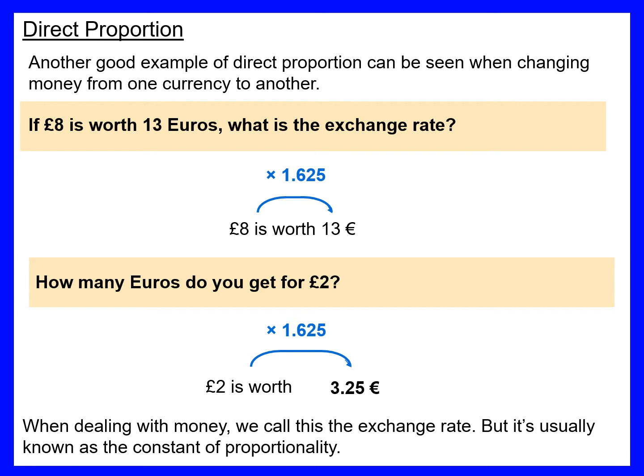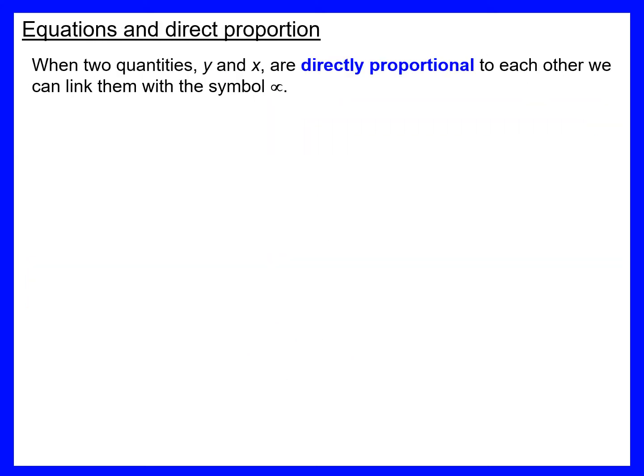Okay. So we're going to learn a few new mathematical symbols and some new equations. When we've got two quantities, y and x, that are directly proportional to each other, we link them with the symbol for proportionality. We'll get used to seeing this one, as we're going to be using it today. We write it as y is proportional to x. This symbol is telling us y is proportional to x.